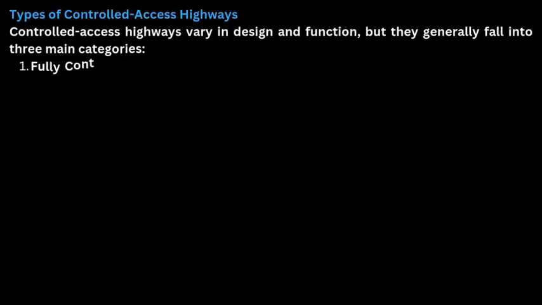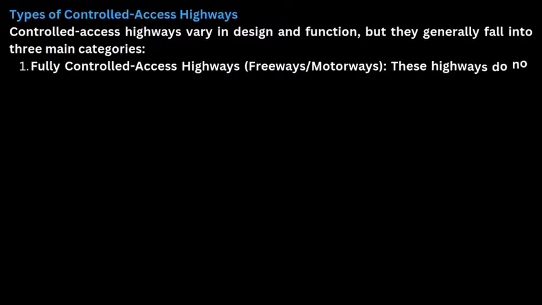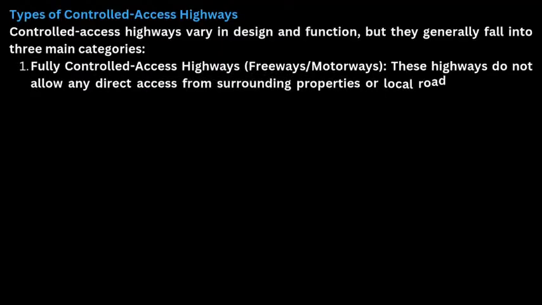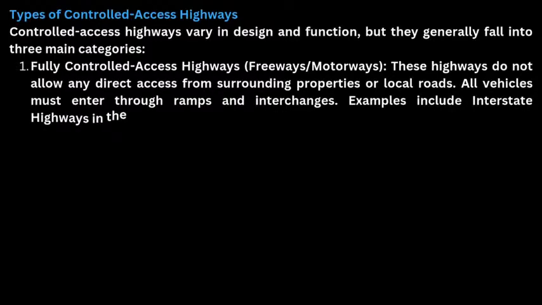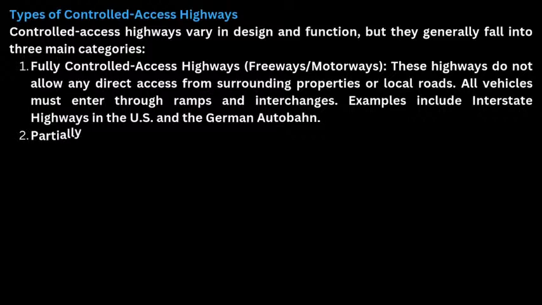Types of controlled access highways. Controlled access highways vary in design and function, but they generally fall into 3 main categories. 1. Fully controlled access highways, freeways and motorways. These highways do not allow any direct access from surrounding properties or local roads. All vehicles must enter through ramps and interchanges. Examples include interstate highways in the US and the German Autobahn.